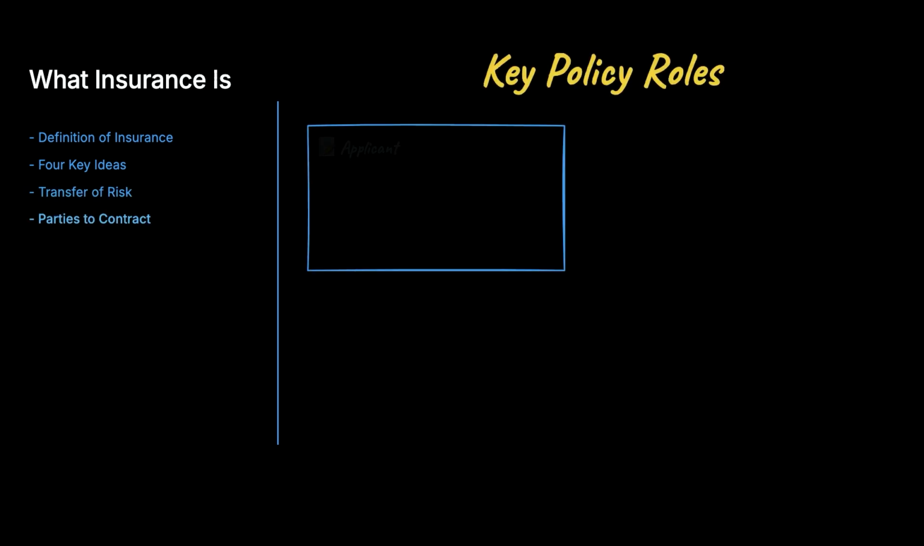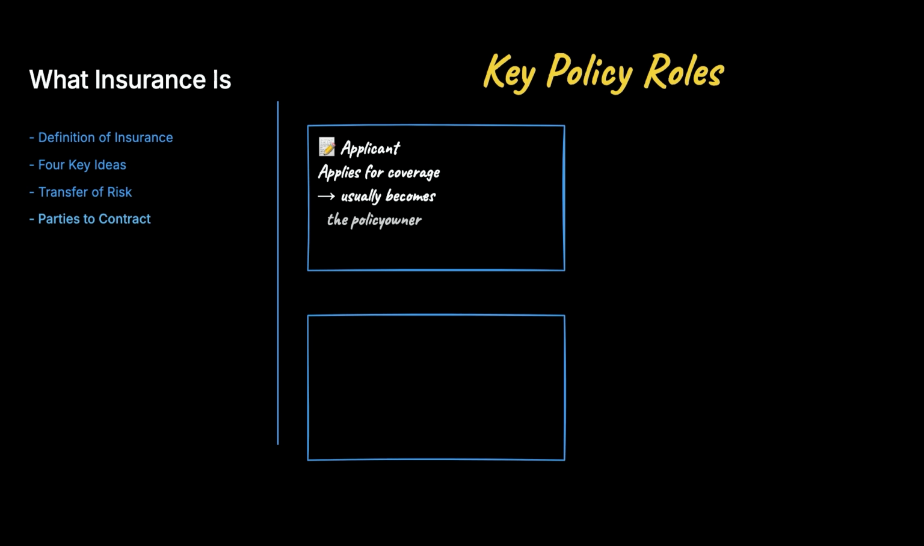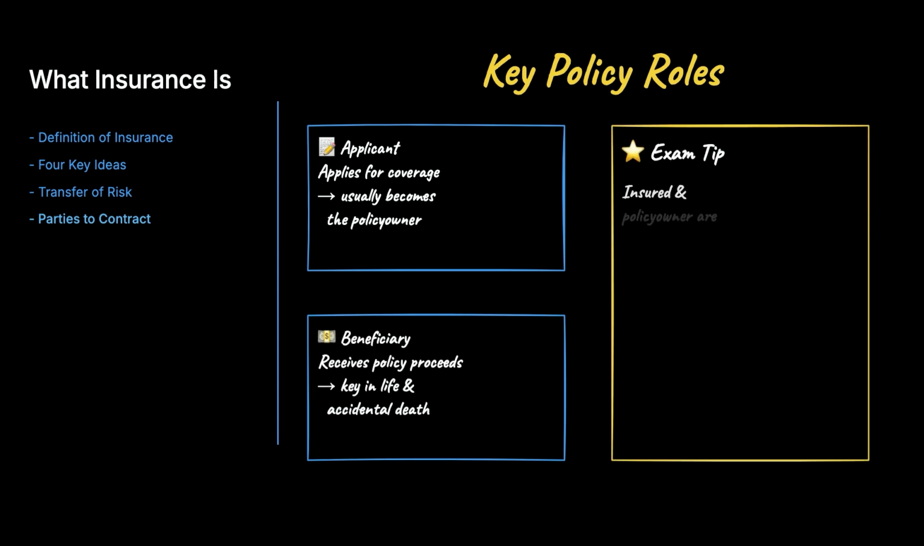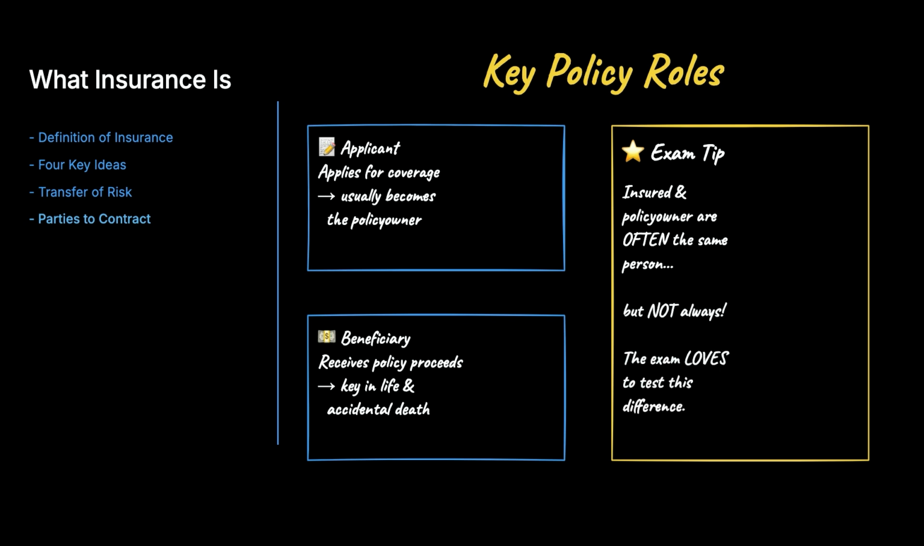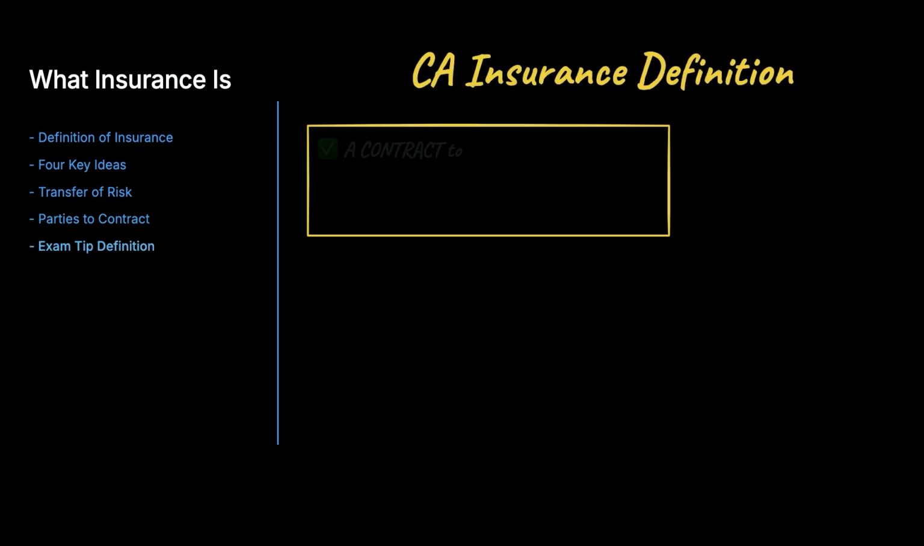2 more players round out the cast. The applicant is the person applying for coverage, who usually becomes the policy owner. The beneficiary is whoever receives the policy proceeds, which matters most in life and accidental death coverage. Often the insured and the policy owner are the same person, but not always, and the exam likes to test that difference.